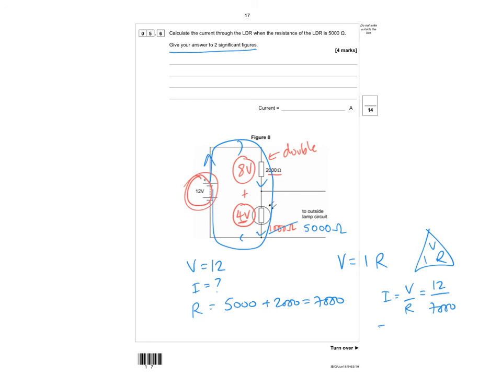So then if you put those numbers into a calculator, that will be 1.71 times 10 to the minus 3, or 0.0017 amps. That brings us to the end of question 5.